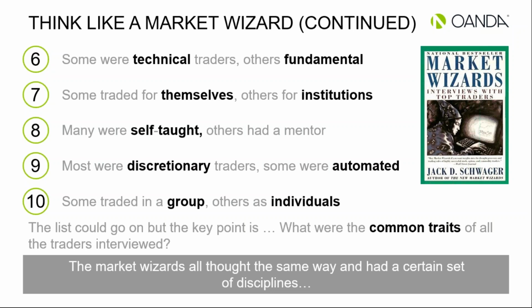All right? AI may be fascinating and interesting and everything, but I want you to remember that what you put in is what you're going to get out. So it's only as good as the inputs. I've got a friend who likes to say rubbish in, rubbish out. That's basically what happens if you don't know how to trade to start with. Okay? So some of these market wizards traded as a group, some of them traded as individuals, but the key point is, what is the commonality between the whole group?